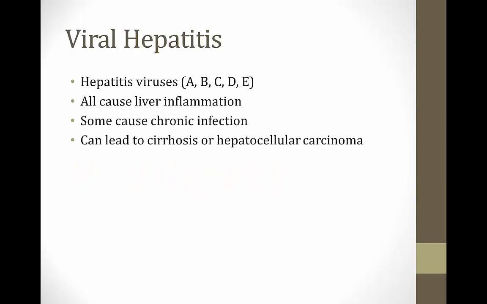There are 5 viruses that cause viral hepatitis, and they're all named by a letter, either A, B, C, D, or E, and all of them are RNA viruses except for hepatitis B, which is a DNA virus. All of these viruses can cause liver inflammation, and some can cause a chronic infection, and chronic infection can potentially lead to cirrhosis or hepatocellular carcinoma.